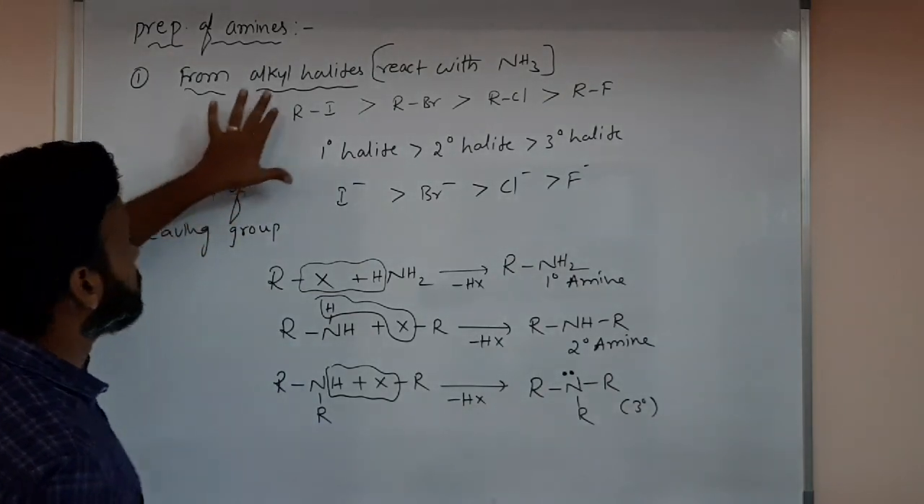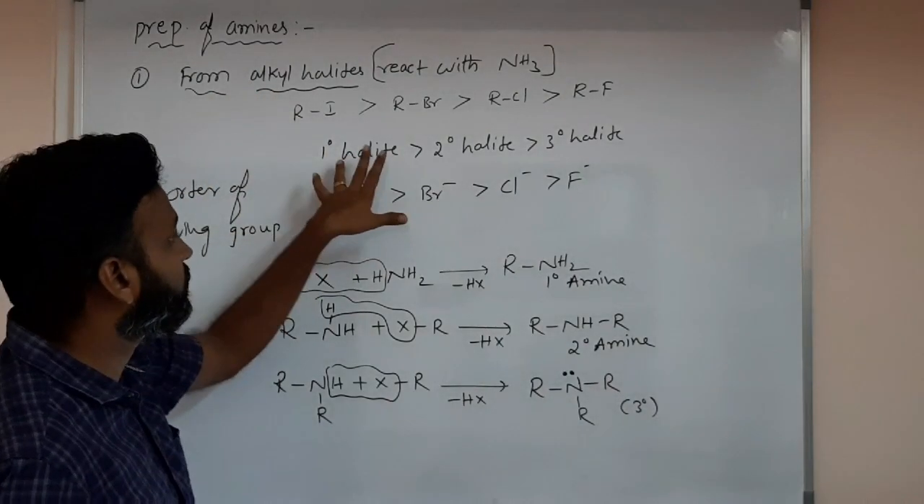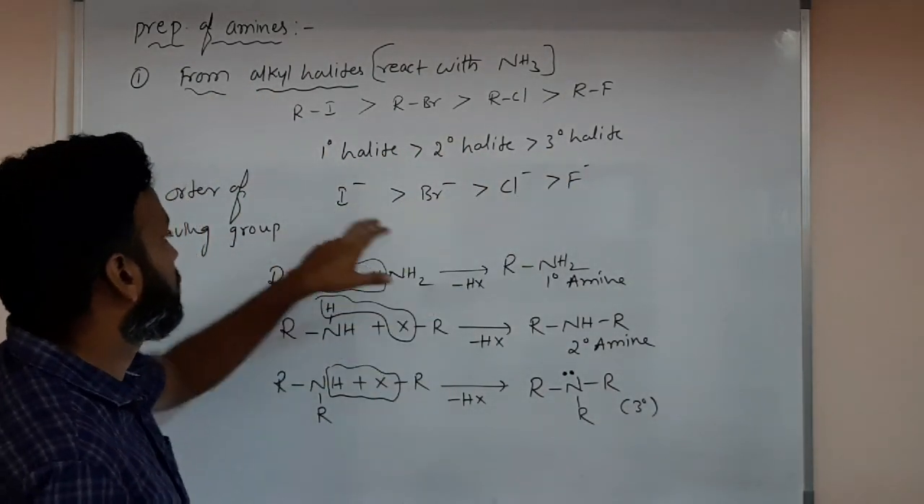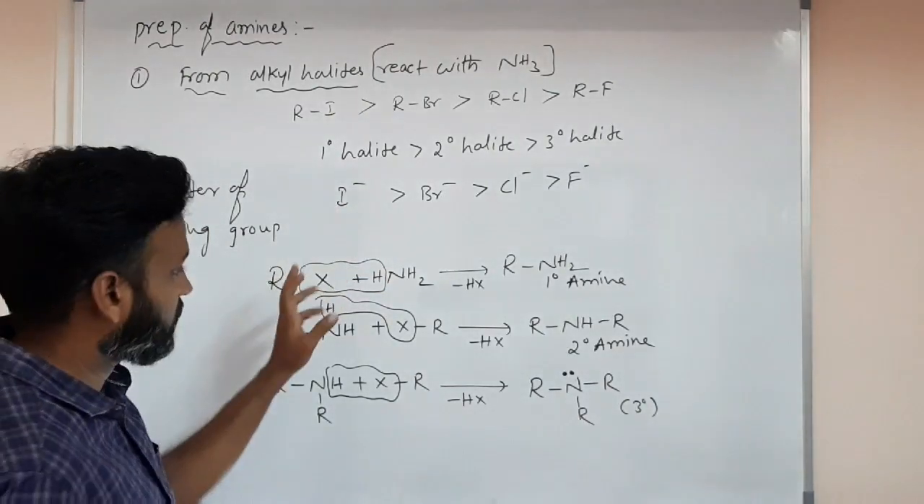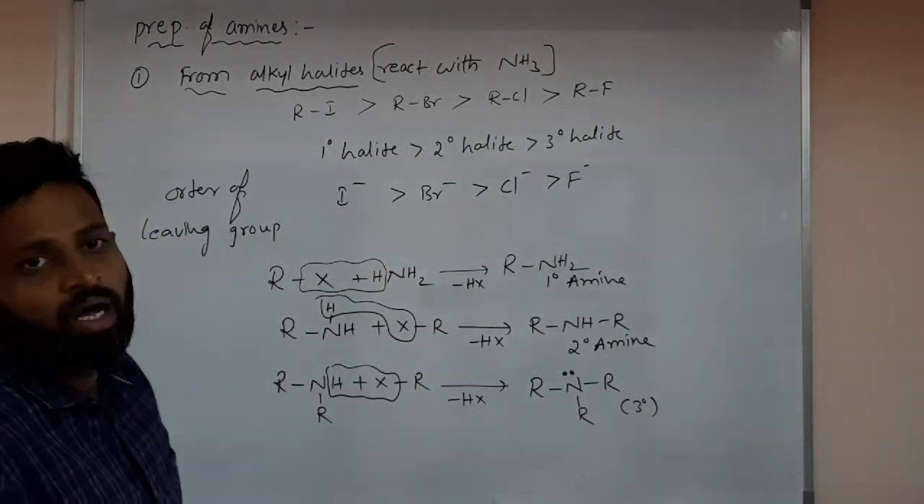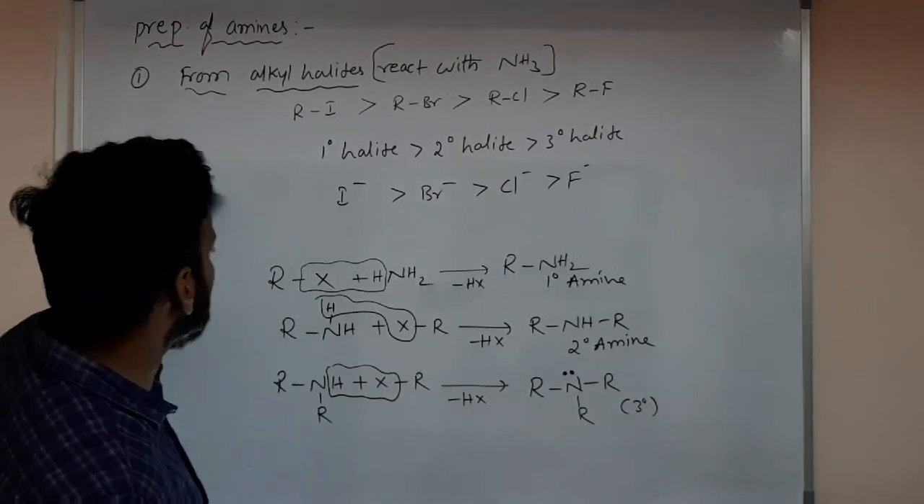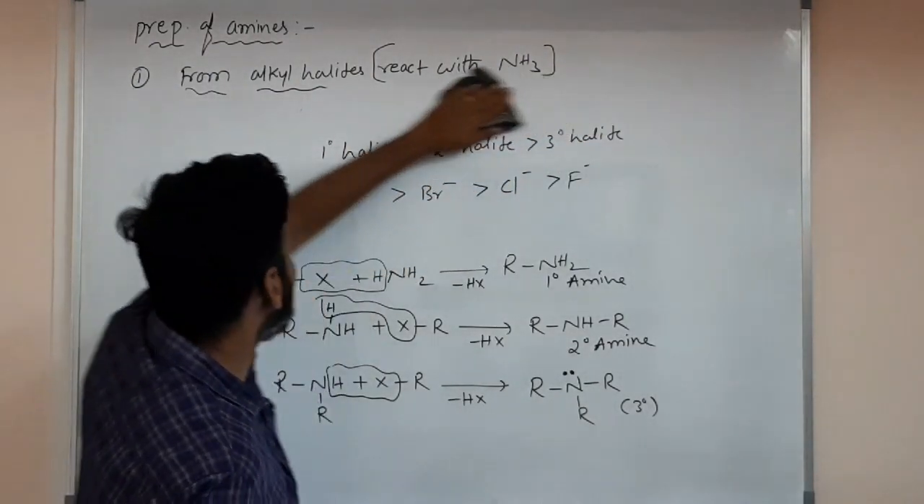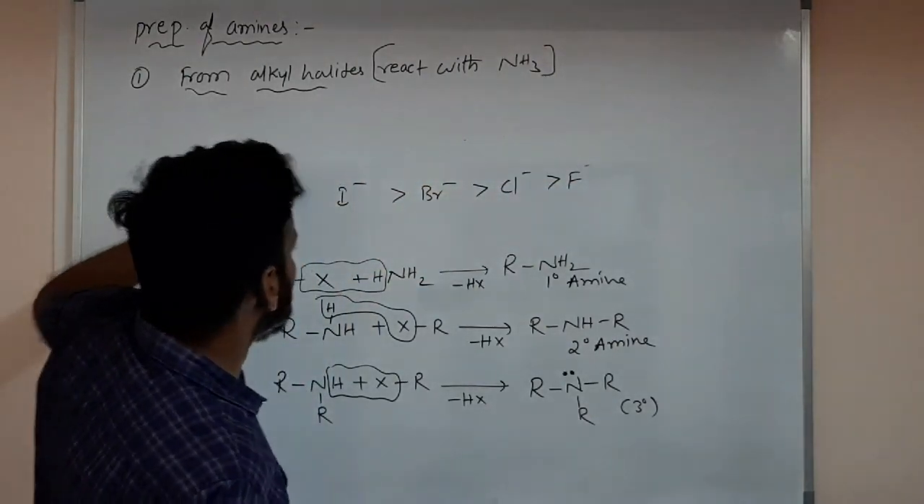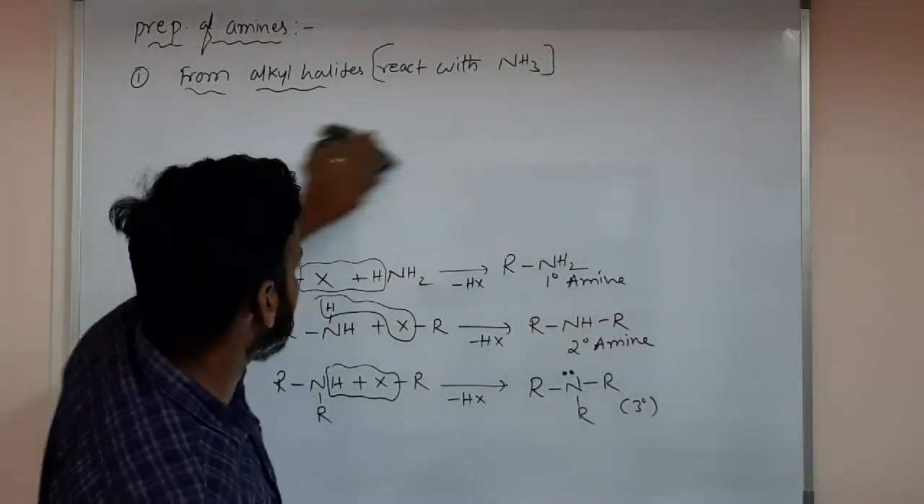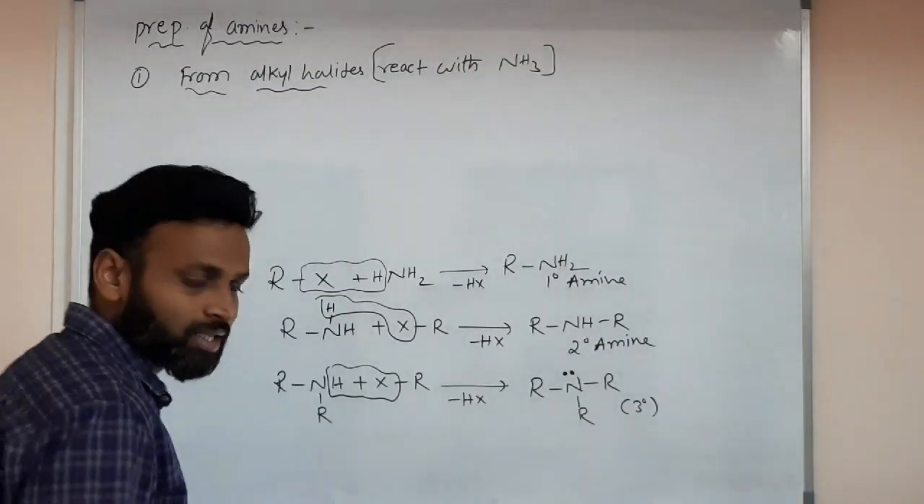So hope you understood which type of halides are more reactive and the reason behind it. Because iodine can easily go, I minus is the best leaving group, so we have written it like that. So now we discussed the preparation of primary, secondary, tertiary amines.